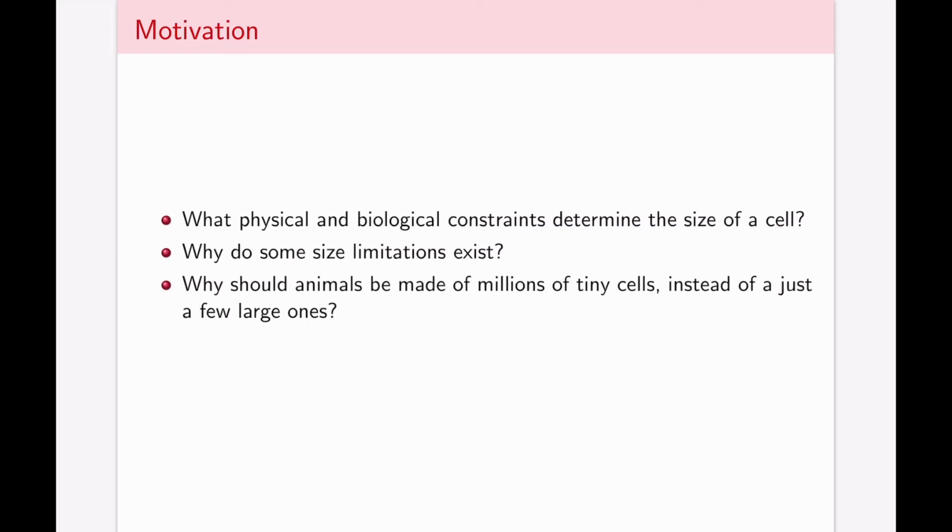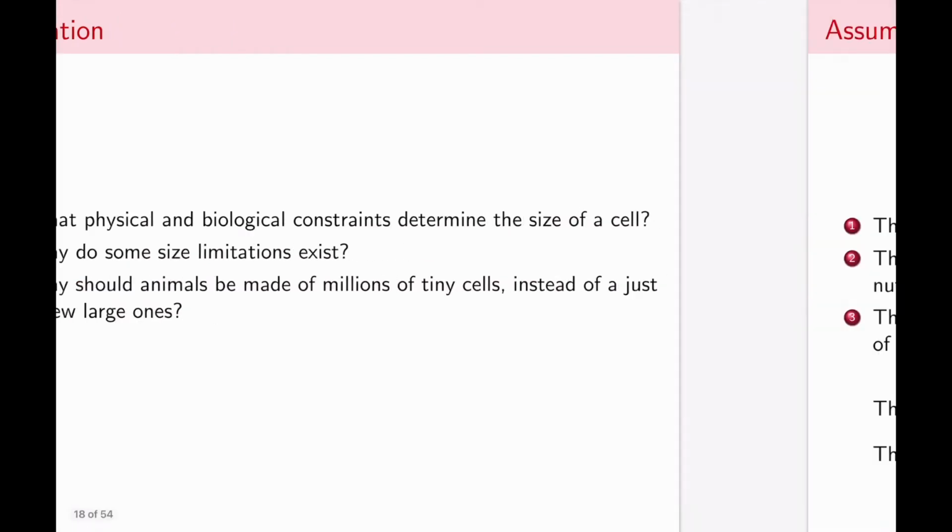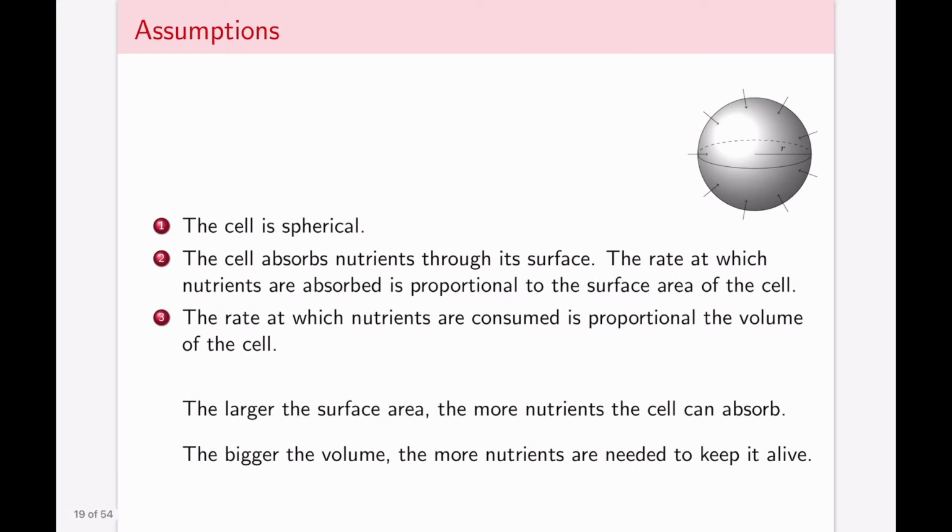Why should most organisms on Earth be made up of millions and millions of tiny little cells as opposed to just a few big ones? Why do size limitations even exist? And maybe nature was doing it all wrong. I highly doubt that because nature is pretty sophisticated, but we're going to figure out what mathematical principles underlie such natural decisions. First of all, we're going to start off by making a few assumptions.